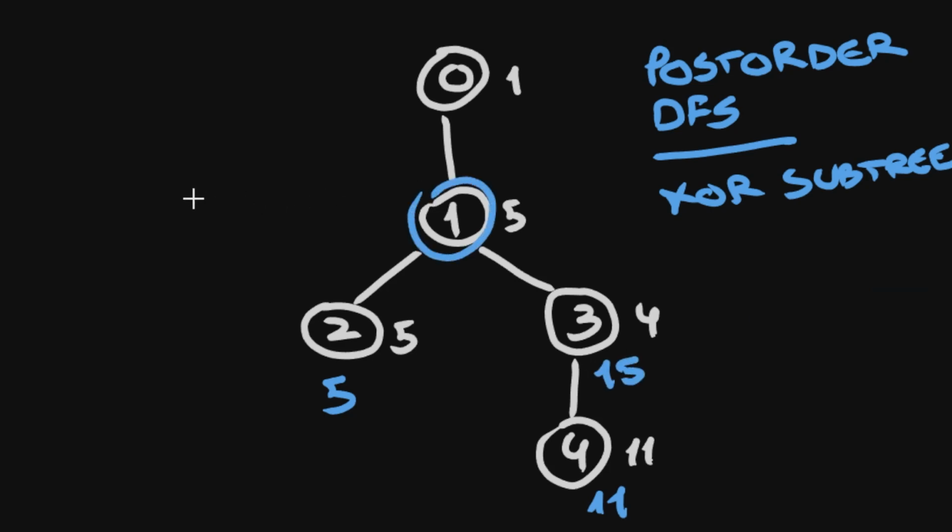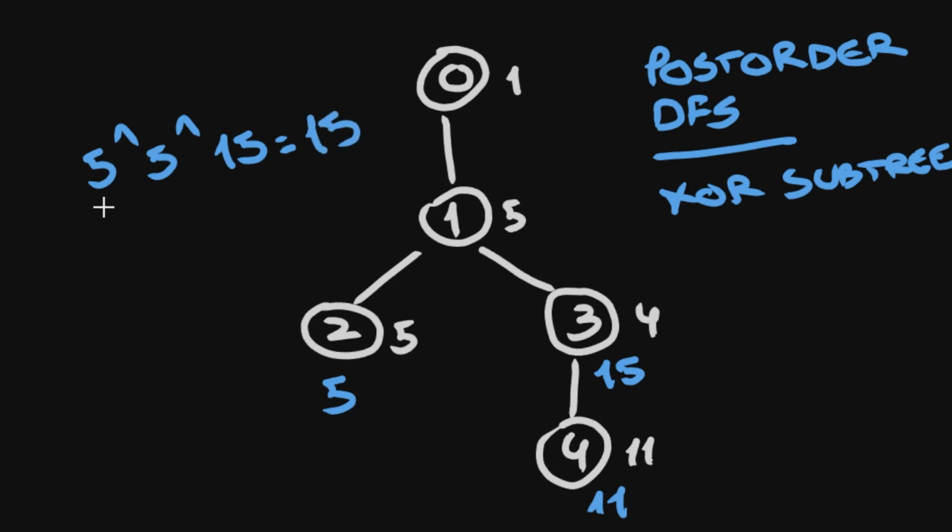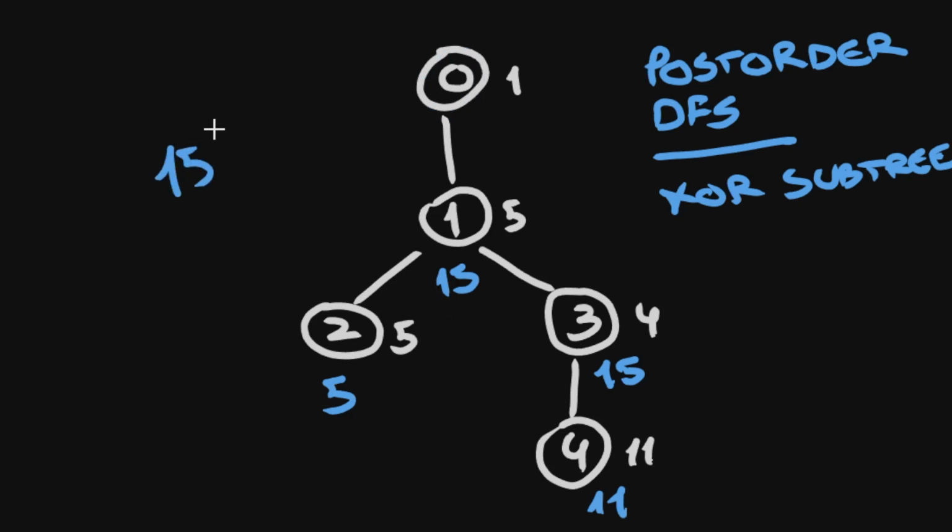Now we are here and we do the same. We need to do 5 XOR 5 XOR 15. And 5 XOR 5 XOR 15 is 15. Remember that when you XOR equal values, you can cancel this. So the result is 15. Now we are here and 15, this 15 XOR 1, this one is 14. So the value here is 14.